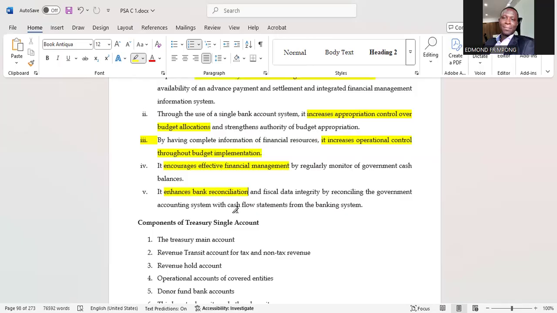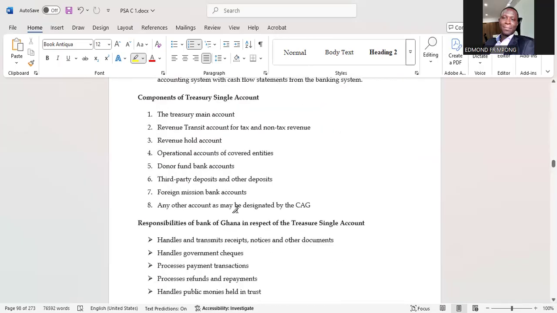What are the components of this Treasury Single Account? The components are the Treasury Single Main Account itself. It has a revenue transit account for what? Tax and non-tax revenue. We've done these things, and so you should be able to do it. Then it also has a revenue holding account.